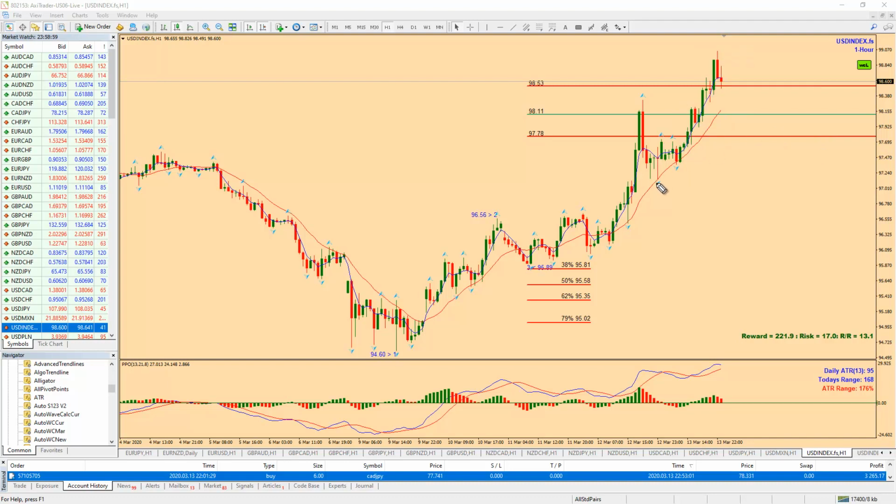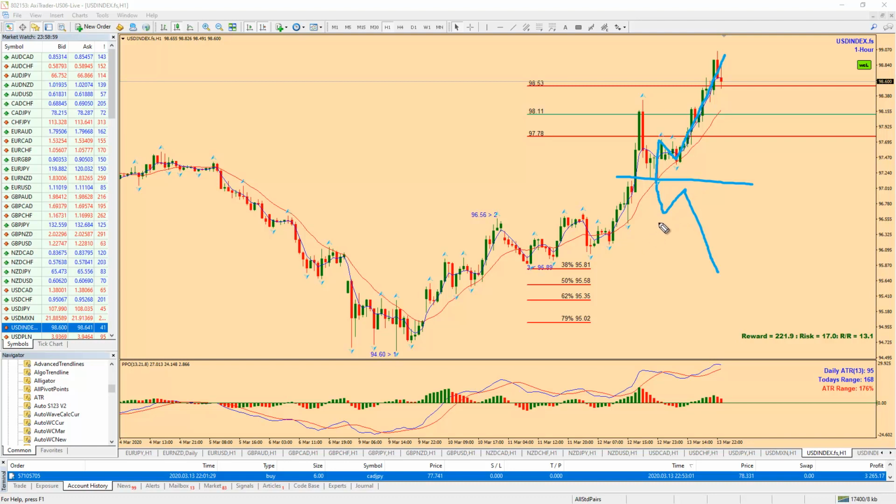So it's easy to understand. If the US dollar is doing this, then gold is more than likely doing that as well, and the euro definitely will be doing the complete opposite of what the US dollar is doing. So in that sense, you can jump into the US dollar.